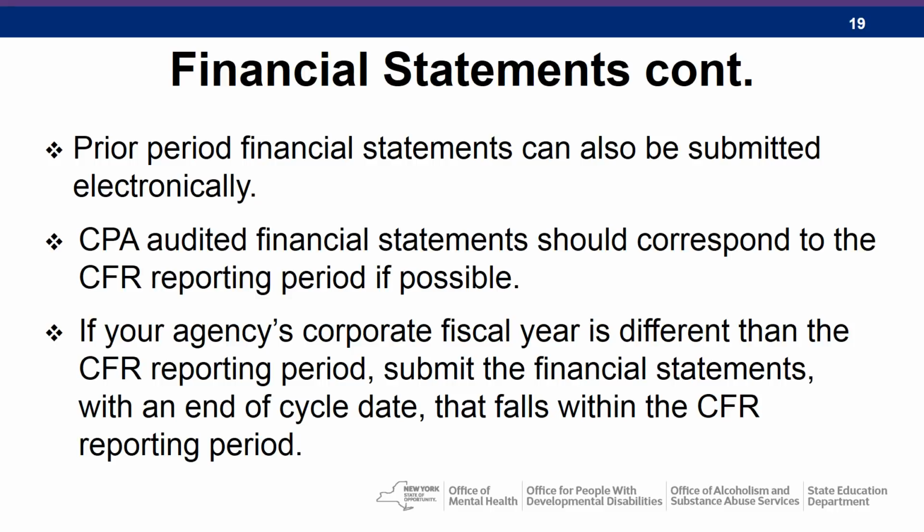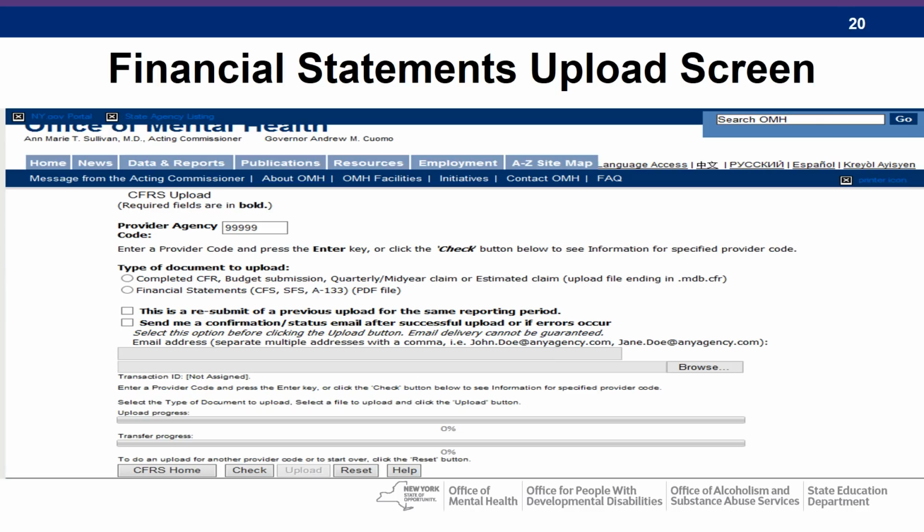CFR audited financial statements should correspond to the CFR period if possible. If your agency's corporate fiscal year is different than the CFR reporting period, submit the financial statements with an end of cycle date that falls within the CFR reporting period. This is the financial statement upload screen at the OMH website. Be sure not to upload financial statements that are locked by your CPA.